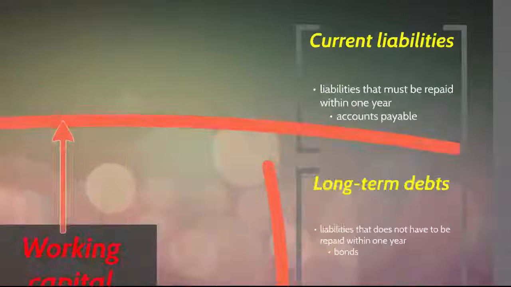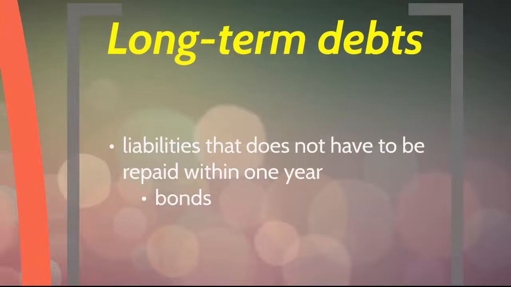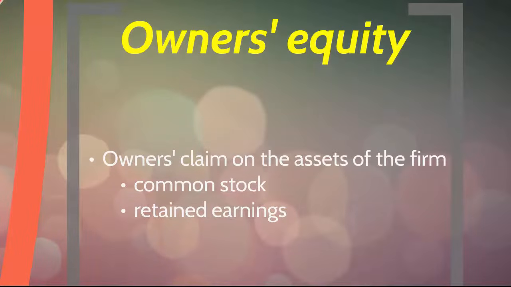Now if we focus on the right-hand side, the first thing is current liabilities, which contain the liabilities of the firm that must be repaid within a 1 year period. For example, accounts payable. Among the long-term debts, we can give examples like corporate bonds or long-term borrowing from the banks. So these are the liabilities that do not have to be repaid within 1 year. And the owner's equity are essentially the claims of the owners. Maybe it is their investment, or maybe the profit generated from their investments. For example, common stock or retained earnings.